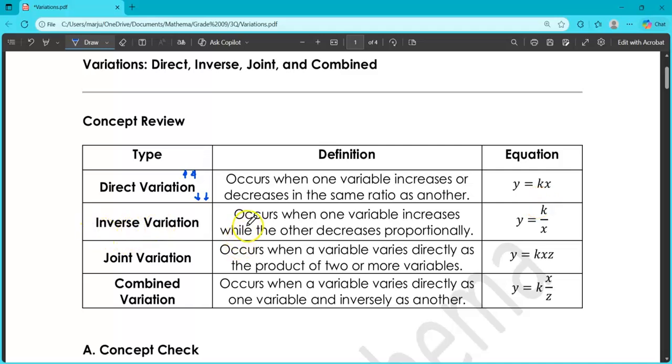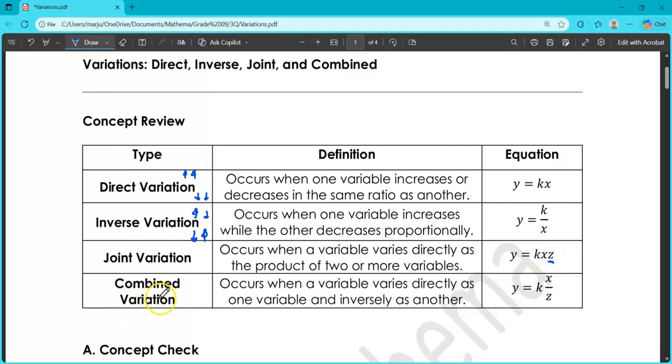Inverse, they go the opposite ways. So it occurs when one variable increases while the other decreases proportionally. So if one increases, the other decreases. If one decreases, the other increases. That's inverse variation. Joint variation occurs when a variable varies directly as the product of two or more variables. So basically, when you say joint variation, that is just a direct variation, but we have another variable called z.